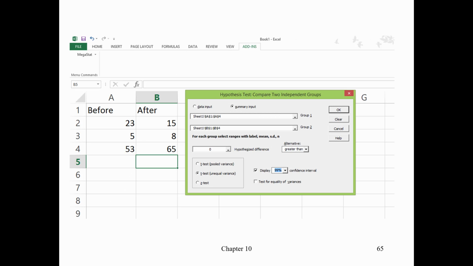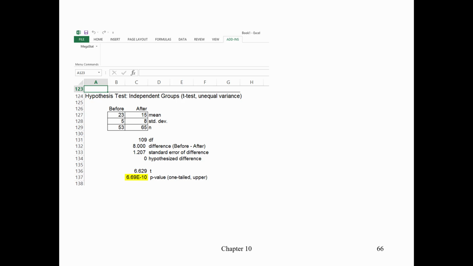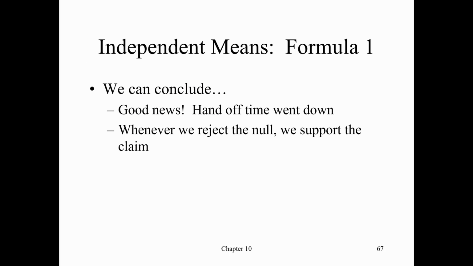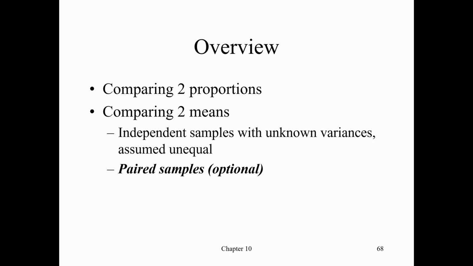Okay, I have the summary input. Group 1 is the before, group 2 is the after, so that means I should have a greater than sign. The before should be greater than after. And unequal variance, 99% confidence. Okay, really, really small p-value, exponent -10, so 0.000, about 10 zeros, so close to 0. We can conclude that handoff time did go down because the before time was greater than the after time. So whenever we reject the null, we support the claim.